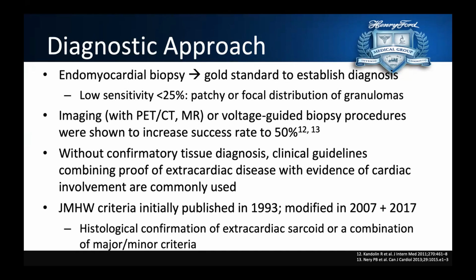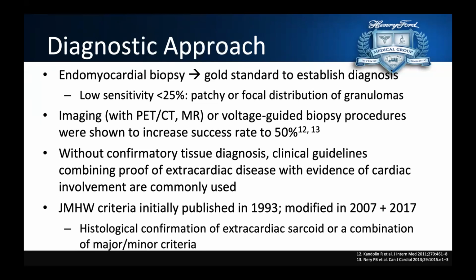And usually when you see areas with fragmented signals without any isoelectric segments, it's thought that perhaps those show active disease. Now, without confirmatory tissue diagnosis, clinical guidelines combine proof of extracardiac disease with evidence of cardiac involvement, which is commonly used in the guidelines. The JMHW, which stands for Japanese Ministry of Health and Welfare, initially published the criteria in 1993, modified later on, most recently in 2017.